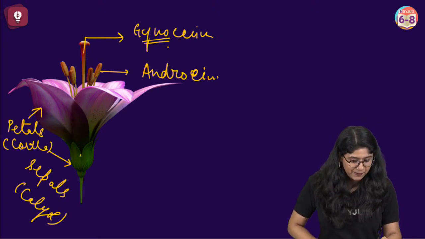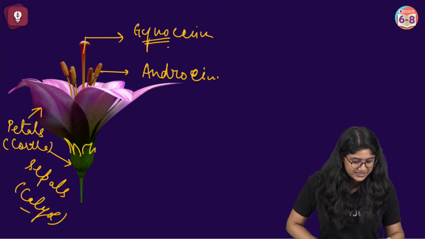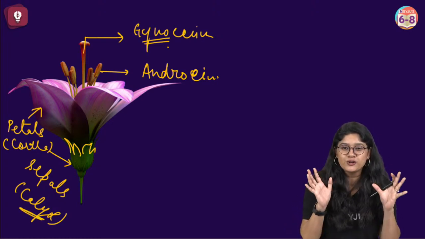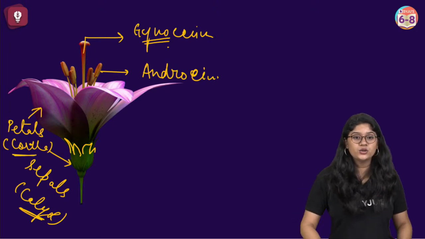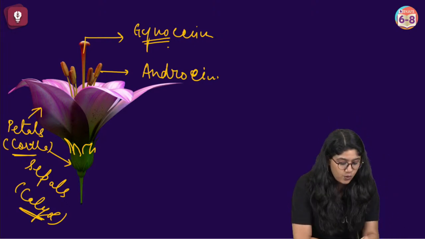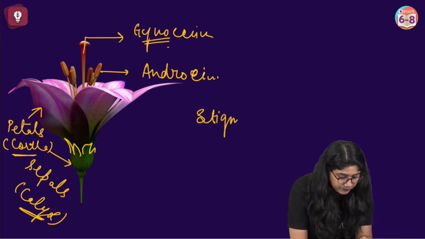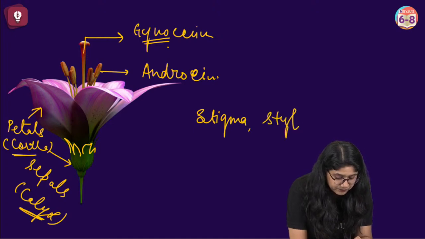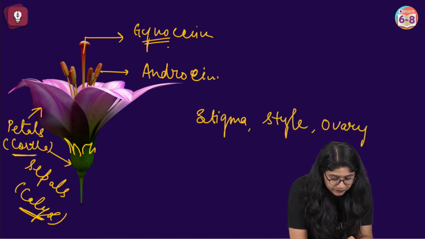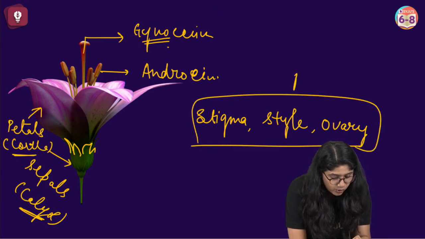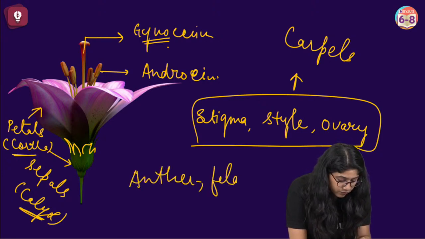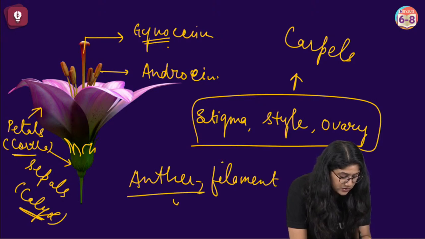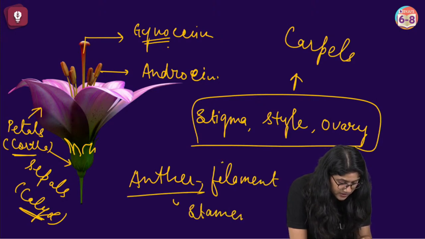Sepals are the green part over here, which is called the calyx, and the petals are the beautiful bright colors, which are called the corolla. Carpel includes the female reproductive part, which includes the stigma, style, and the ovary. All three together are also called the carpel. Anther and filament together are also called the stamen.